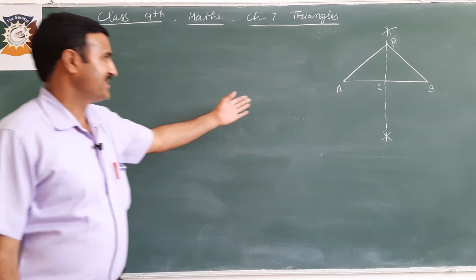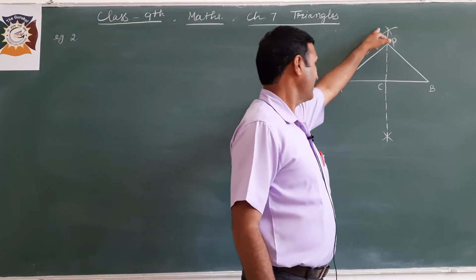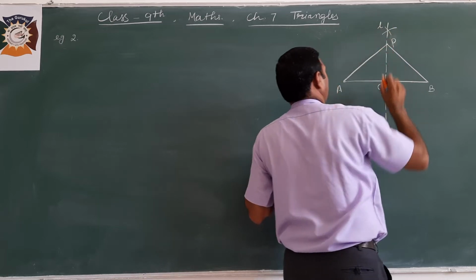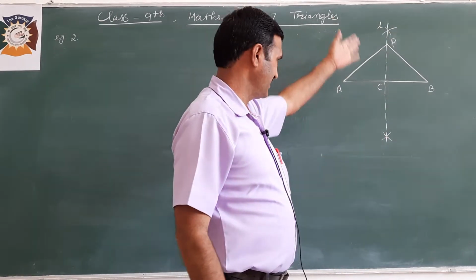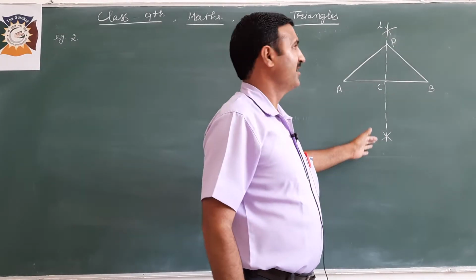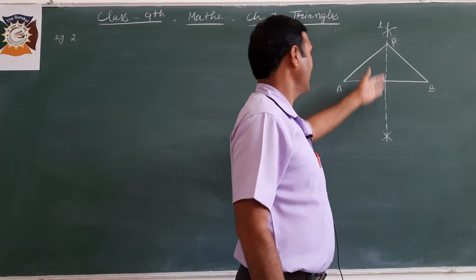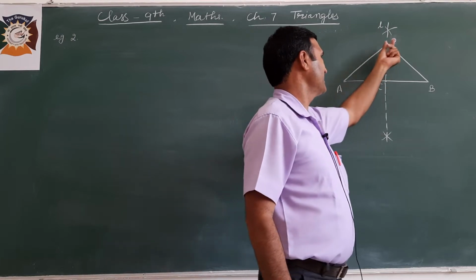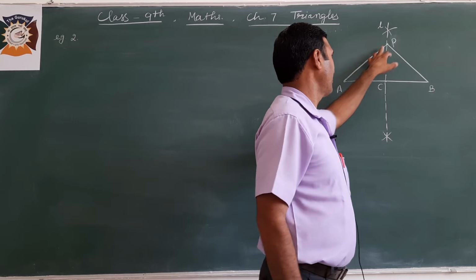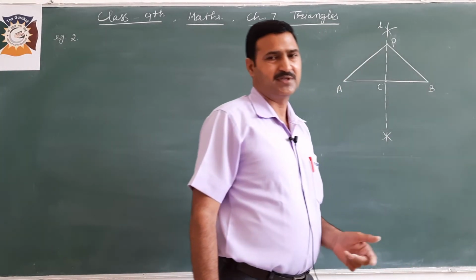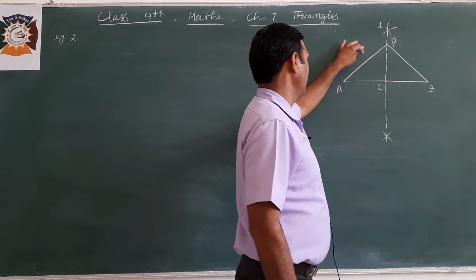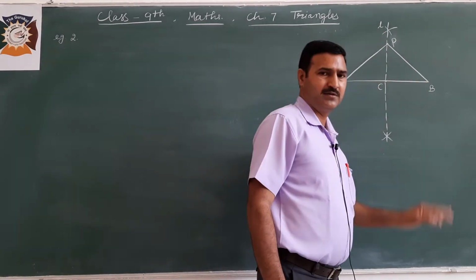A line segment AB is given and a perpendicular bisector, which is L, is given, and P is any point on this perpendicular bisector. P is joined to A and B. We have to prove P is equidistant from A and B.